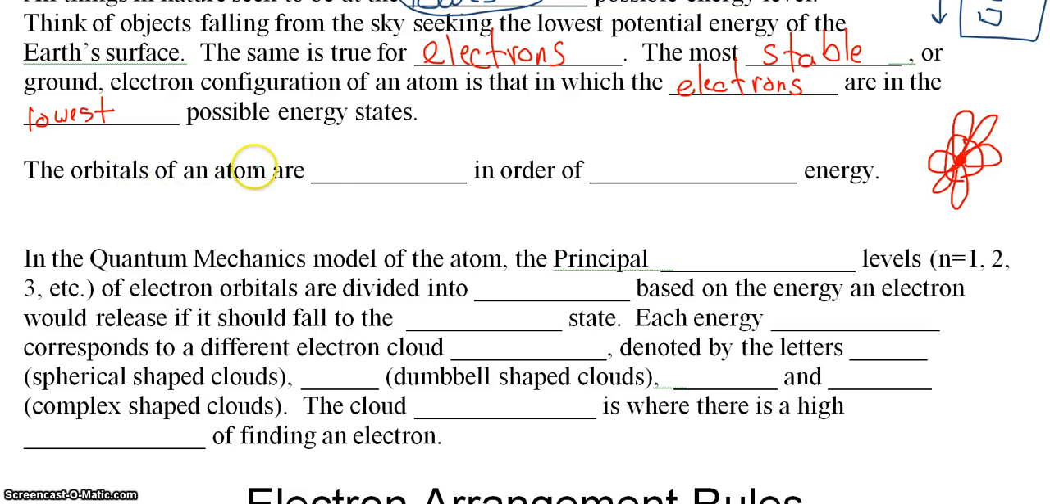But the orbitals of an atom are arranged in order of increasing energy. So the further you get away from the nucleus, this is high energy, and close to the nucleus is low energy.